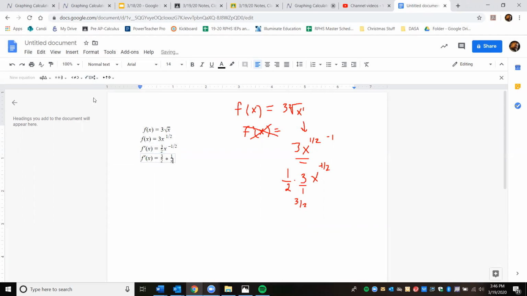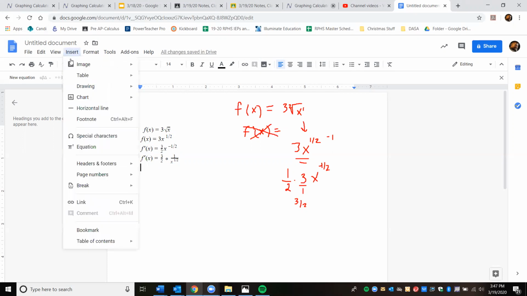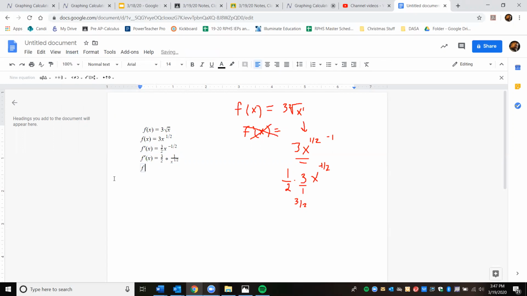1 over x. And that actually needs an exponent as well. Use my right arrow key again. 1/2 power. And my right arrow key will navigate me out of there. So just really using the math operations and my right arrow key, left arrow key to navigate through there. So finishing up this, we're going to have f prime x equals.